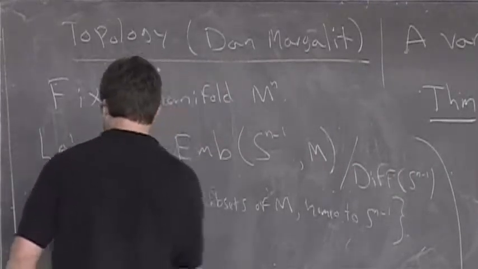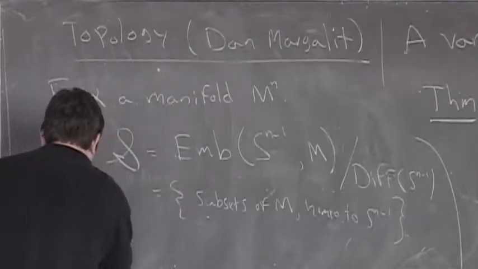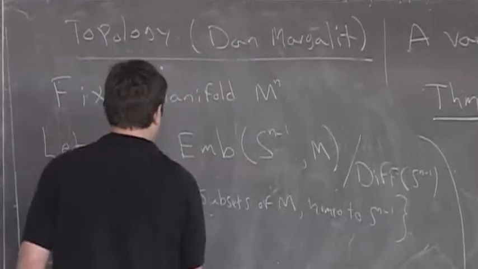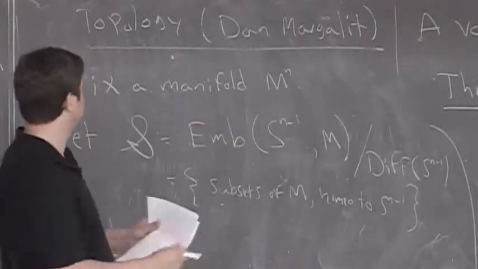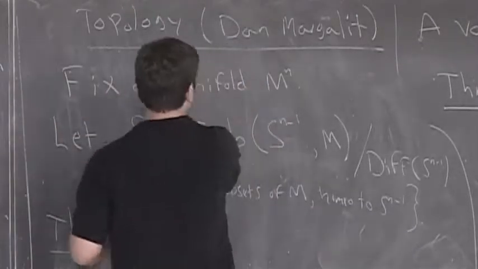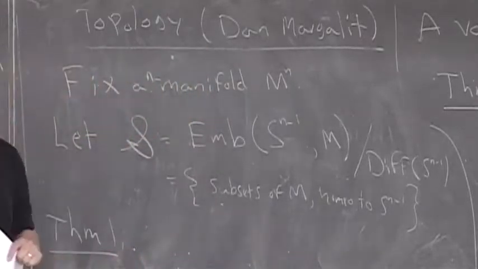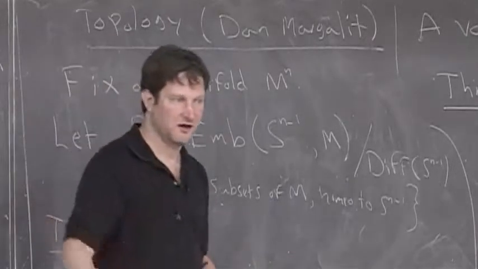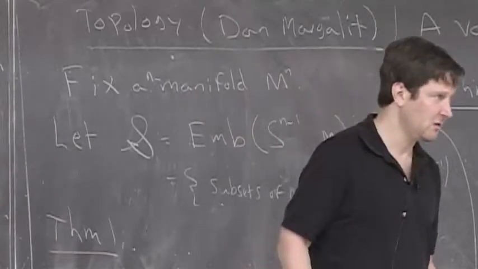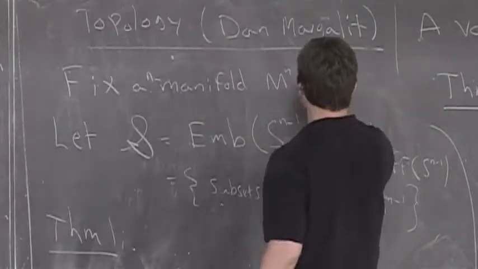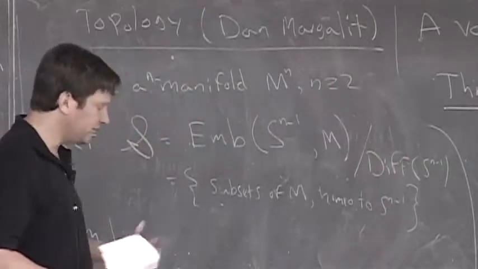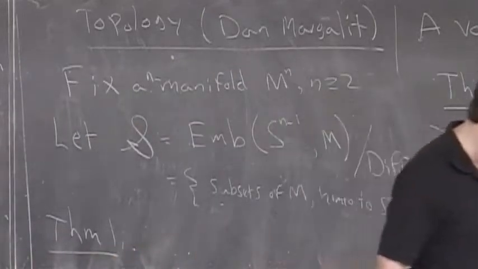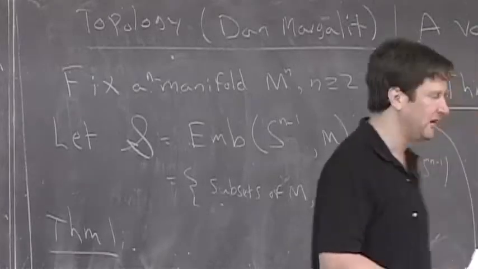And great, so theorem one. If you have a homeomorphism of M, this is an n-manifold, so we're looking at codimension one spheres. We started out with just loops, embedded circles on a surface. Let me do n greater than or equal to 2. I haven't thought about n equals 1. What does a homeomorphism do? A homeomorphism does take embedded spheres to embedded spheres.